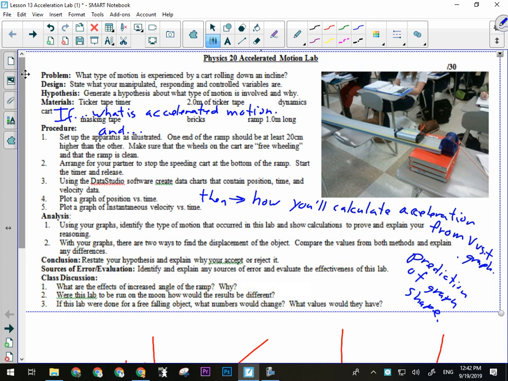So are we pushing the cart off? No, you're just going to put it on the ramp and let it go. Good question. No, you're not pushing the cart like we did last time. Place it on the top of the ramp. 3, 2, 1, let it go. Just let it roll down the ramp. That's all we're looking for.